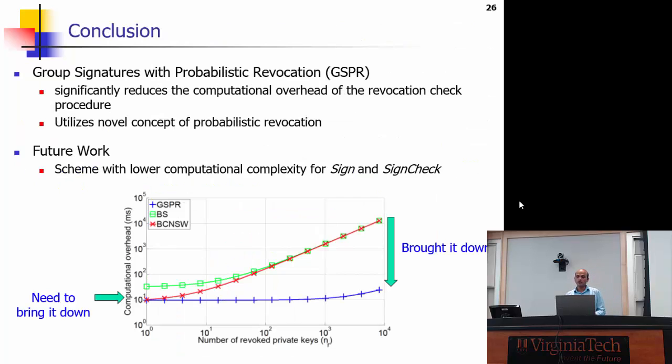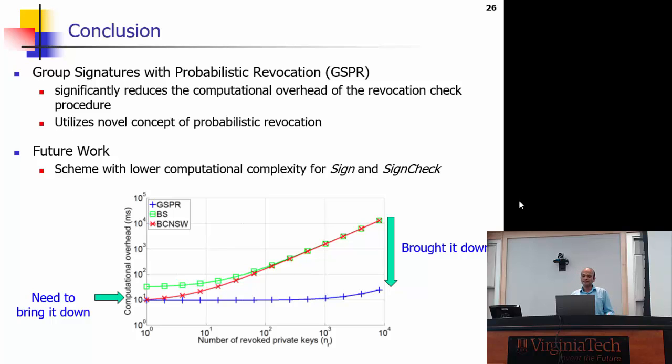Now to conclude the talk, this is the curve for the computational overhead of verifying if a signature is correct or not. On the right-hand side, the x-axis is the number of revoked users. If the number of revoked users is large in the network, we could see a three orders of magnitude more efficient algorithm. We were able to bring it down because we used a probabilistic algorithm, not a deterministic algorithm.